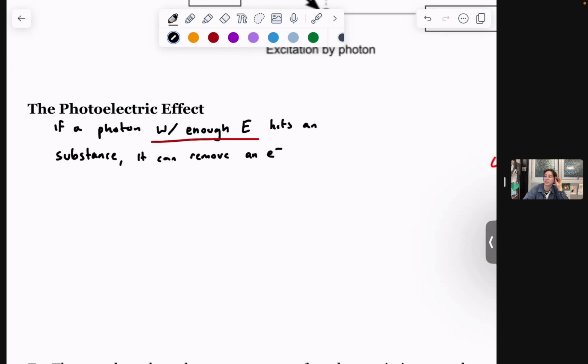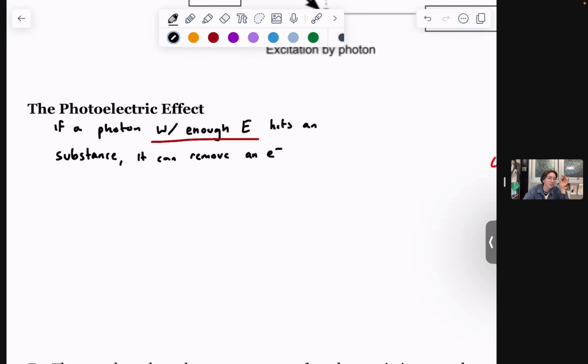So, photoelectric effect, something we've talked about before. If you can add enough energy to something, we're able to remove electrons from it. This is the principle behind ionization energy, binding energy, that kind of thing, that we've talked about before.